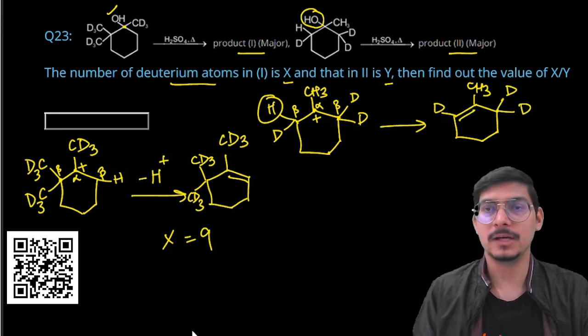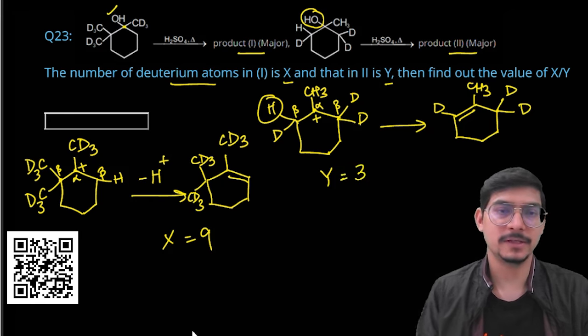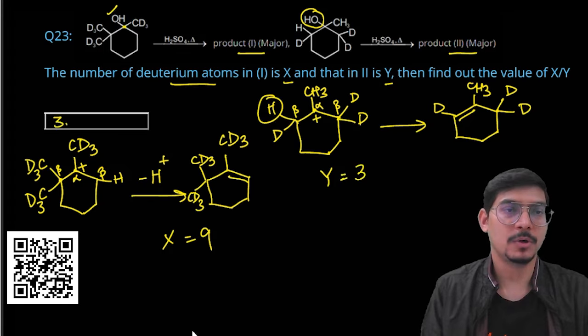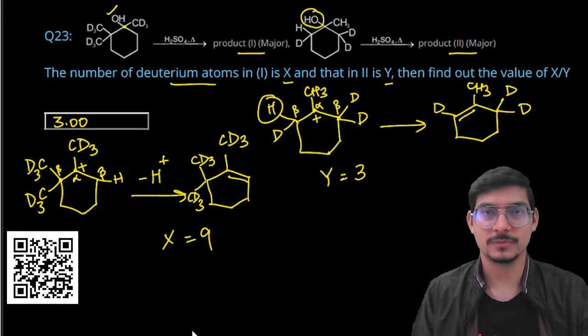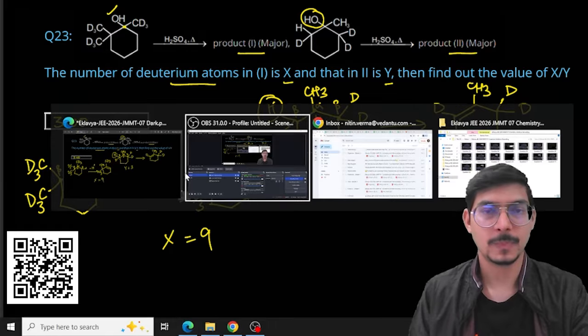So we can clearly see that in product 2, the value of Y, that is the number of deuterium atoms, is 3, and hence the value of X by Y is 9 by 3, that is 3.00. That is the correct answer to this question. Thank you.